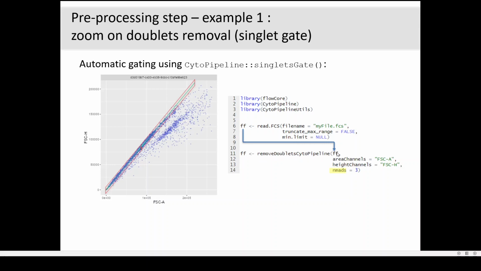And there we see the same. So beyond the flow frame here, we have other parameters, the two parameters specifying which are the area channels and height channels we want to use, so FSC-A and FSC-H here. And we find back the nmad parameter, so this is typically a parameter that the user would use to fine-tune the algorithm behind removeDoubletsCytoPipeline.